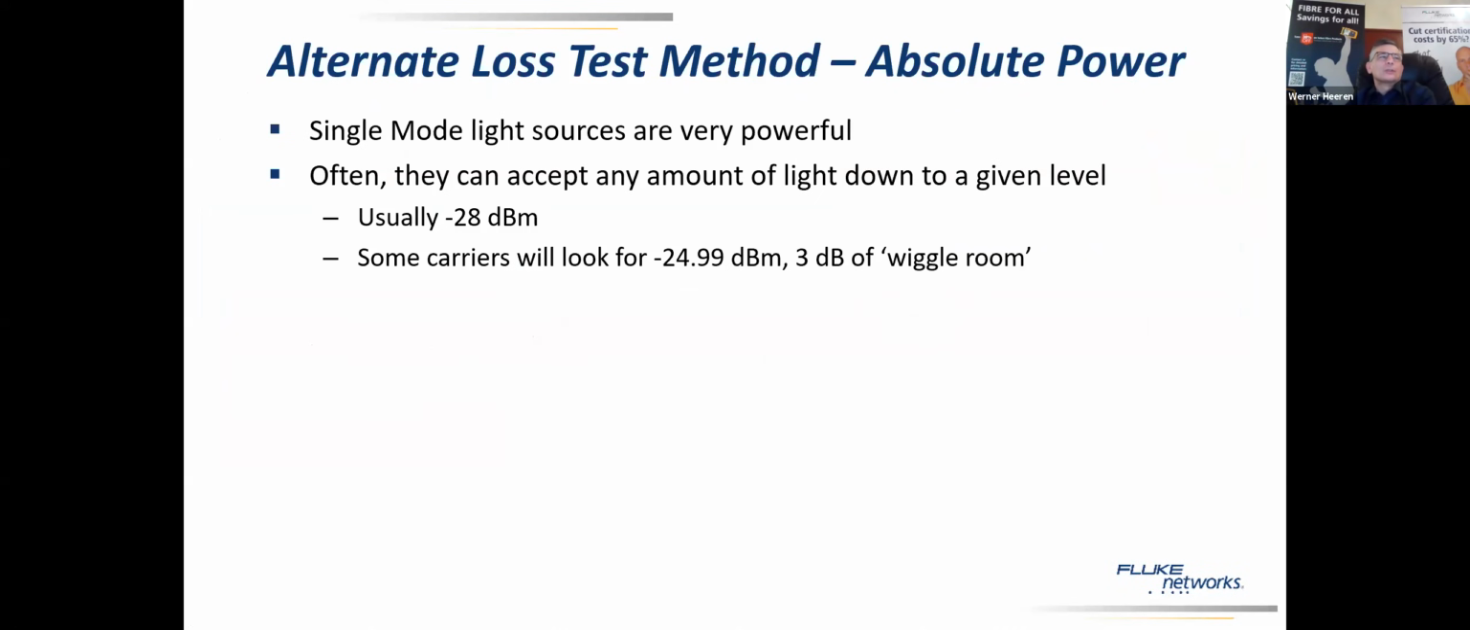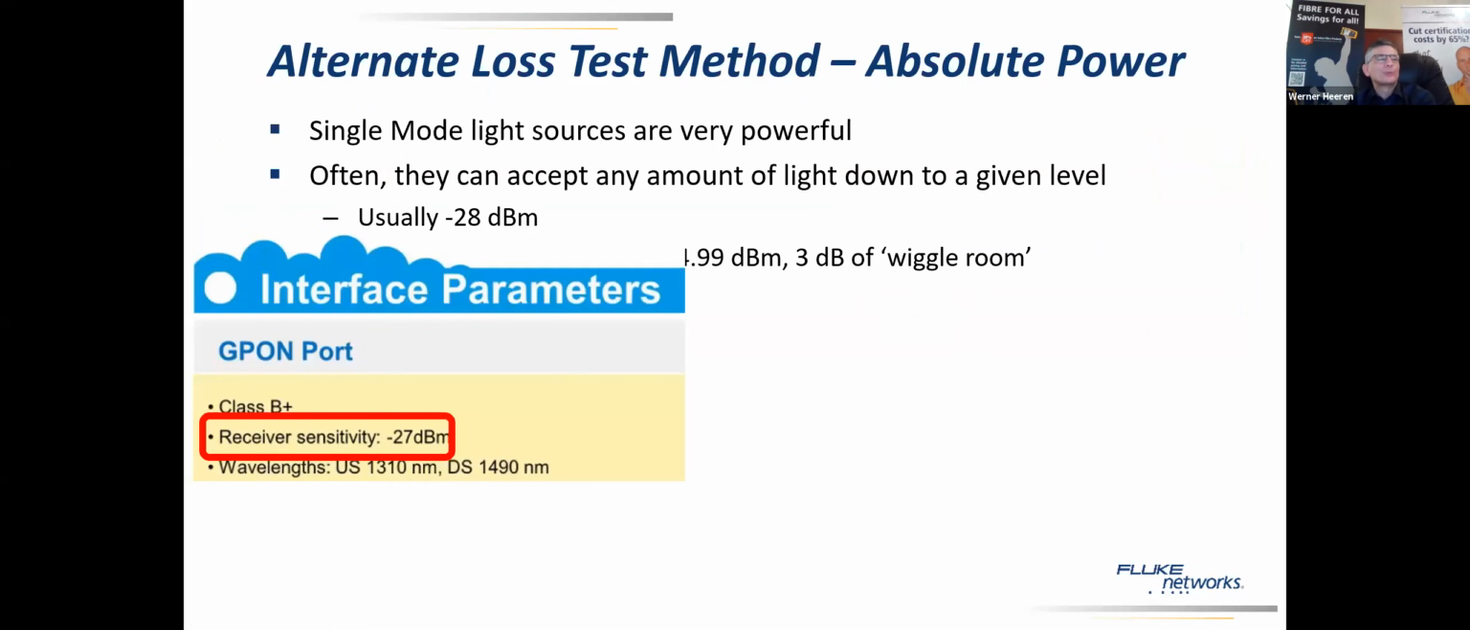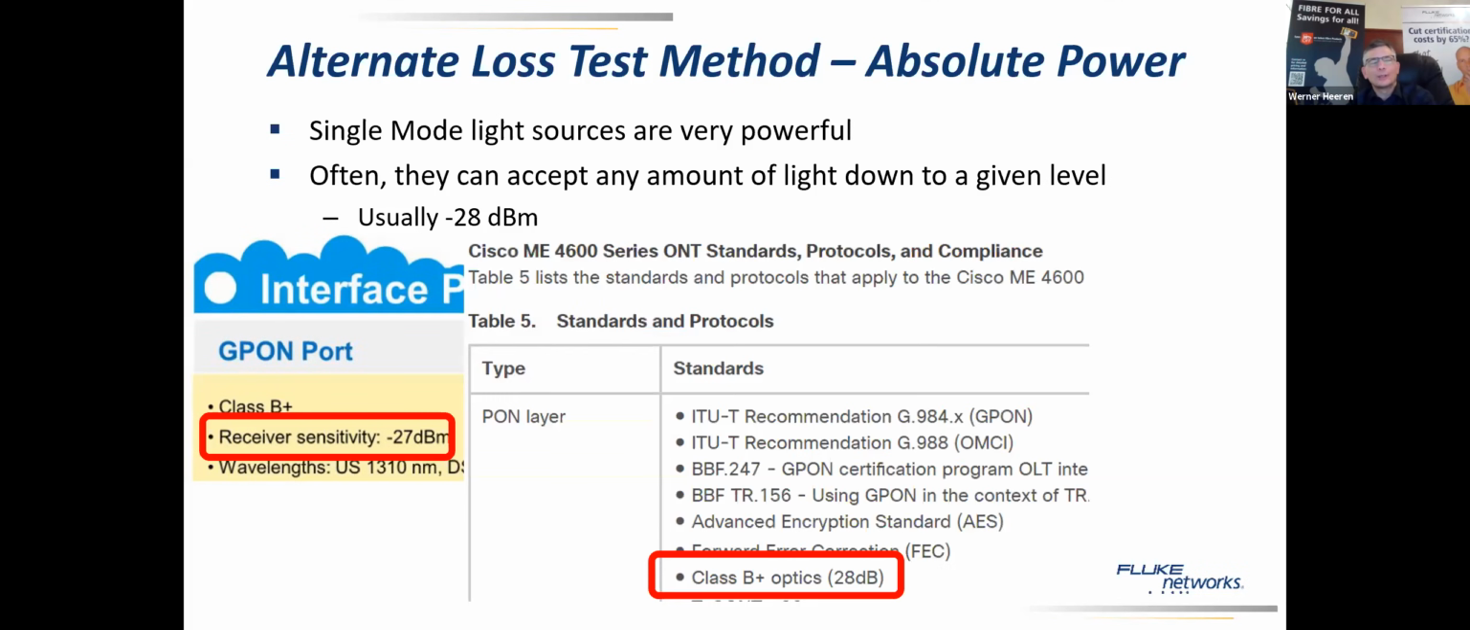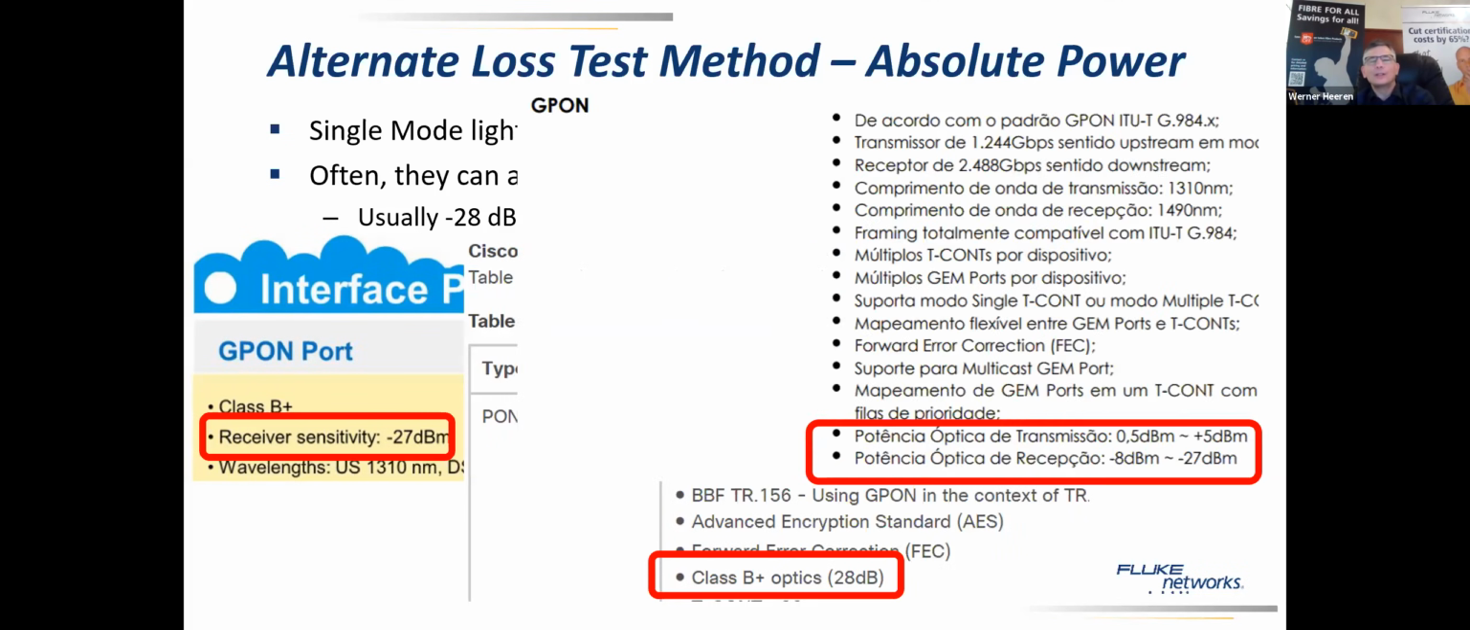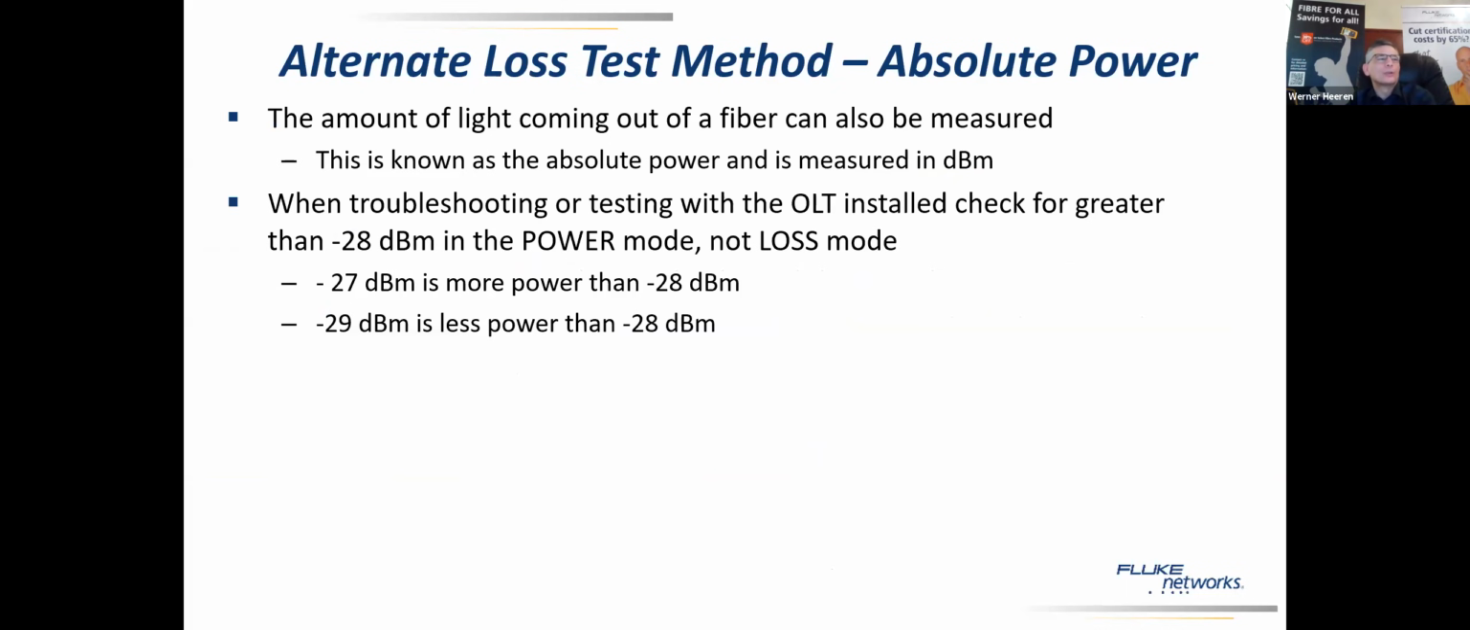So the alternative loss test method is measuring the absolute power, which I just mentioned. The absolute power is measured in dBm. Usually it's -28, but could be -25. What we always suggest is to check the specifications of the manufacturer. You see here, someone gives -27, the other -28, but it is in that range. And you can then measure the absolute power.